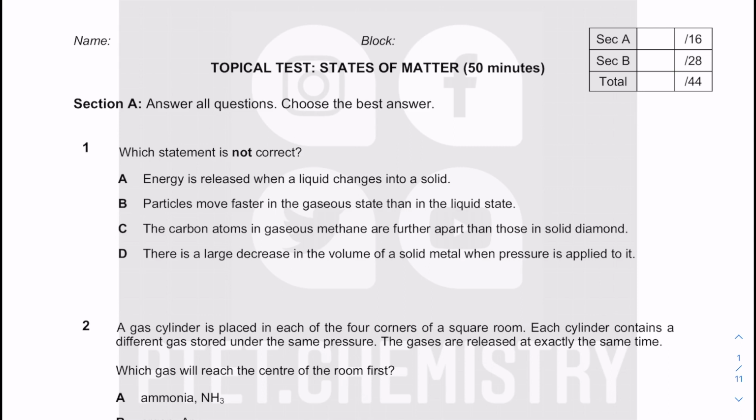All right. So when I set this paper, I had a mixture of MCQ as well as structured questions. And for 44 marks, I set it to be 15 minutes. But give and take, I suppose you could probably take up to an hour maximum, because the longer time you need to complete the paper means that you are not training yourself under exam condition.